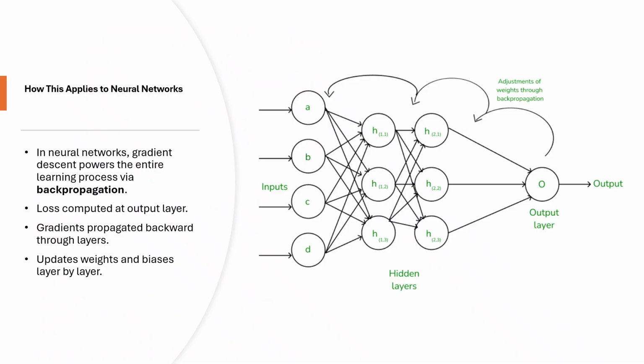How this applies to neural networks? In neural networks, gradient descent powers the entire learning process through something called backpropagation. The loss is calculated at the output layer. Then gradients are sent backward through the network. Weights and biases are updated layer by layer. This is how deep learning models learn complex patterns like images, language, and speech.